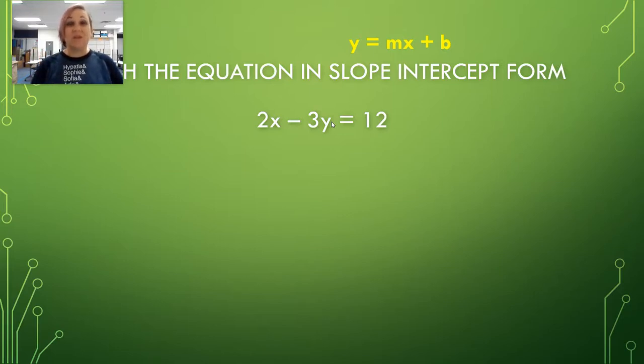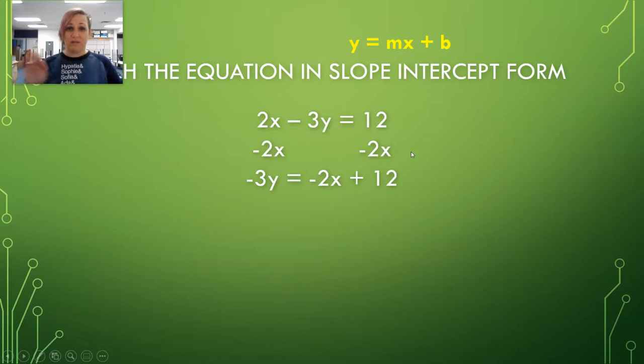Our first step is always going to be to take the letter x and move it to the other side. So I'm going to take my 2x and I'm going to subtract it to the other side of the equal sign. Now you'll notice in slope-intercept form, my letter x is written right after the equal sign. So I'm going to take this minus 2x and I'm going to put it right after the equal sign. And that's going to push the positive 12 to the end of the problem.